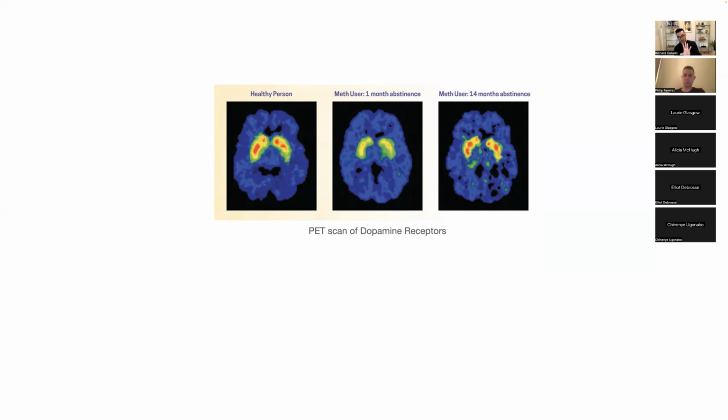This is just a good visualization of upregulation and downregulation. This is actually the dopamine receptors in people using methamphetamine, which is a stimulant that increases dopamine in the mesolimbic area. So this is a PET scan of the mesolimbic area. If you look at chronic use, the red is the dopamine receptors. Look at the middle picture. There's barely any dopamine receptors there. And then after about 14 months of abstinence, they come back. So it takes a while for the dopamine receptors to come back.